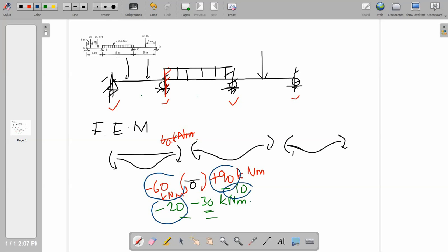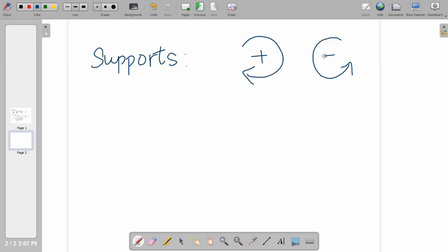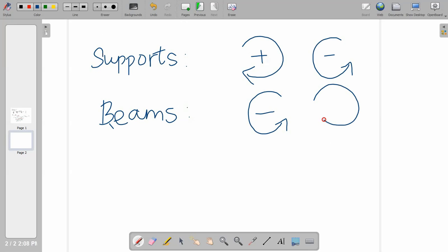Now let's see the sign convention. This is very important. At supports, remember, clockwise moment is positive, counterclockwise moment is negative. At beams, it's the other way around. Counterclockwise is negative, clockwise is positive. Mainly you need to remember the convention for supports to use the moment distribution method.